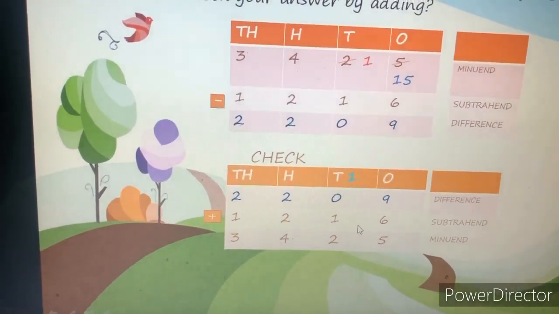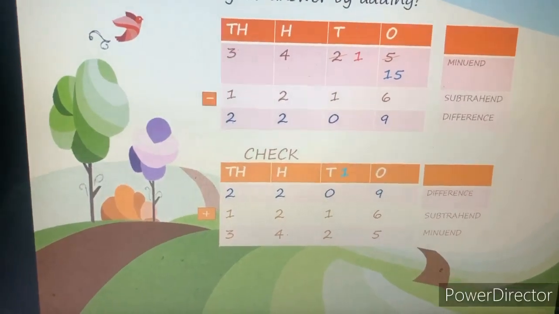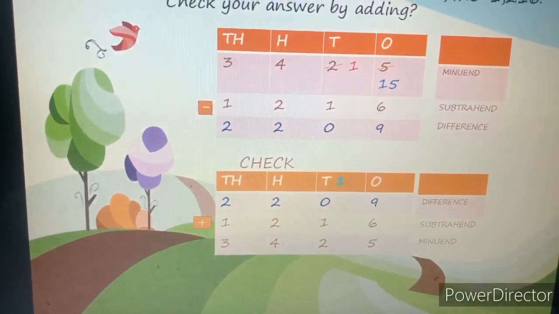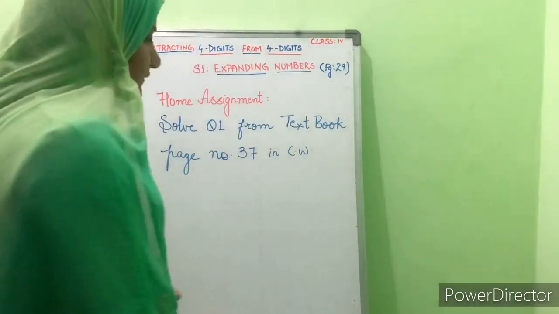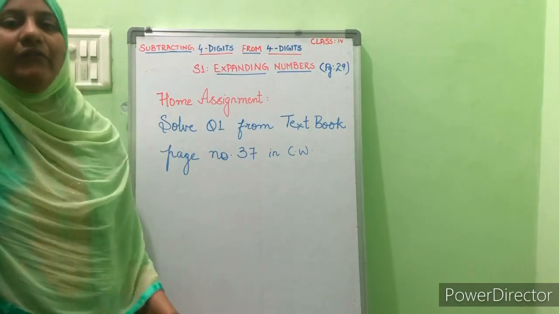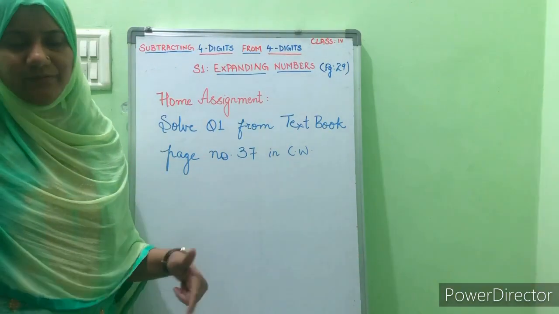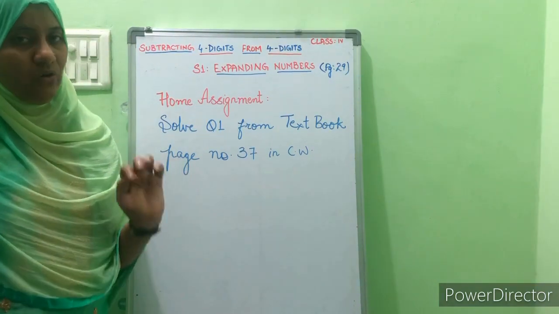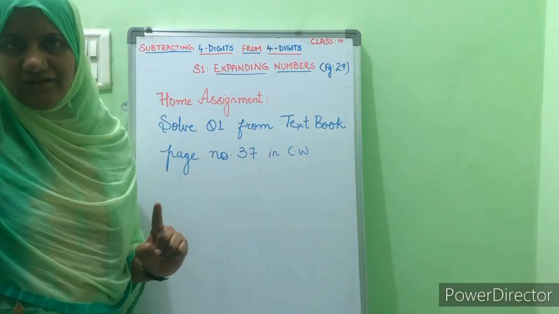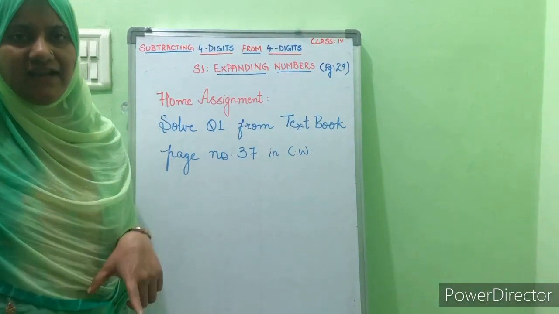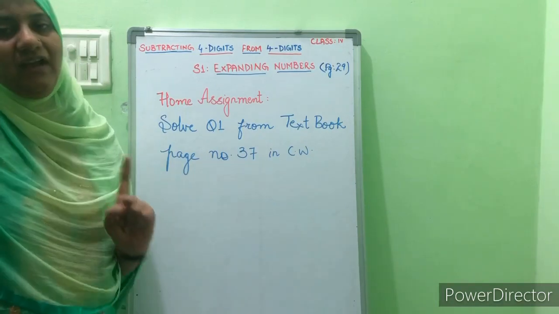Got it, children? This is how we have to do. I explained this even in yesterday's video. Okay, children? So, children, tomorrow we will learn some more examples of subtracting by column method and doing check by addition. Okay, children? My next class will start with checking with addition.